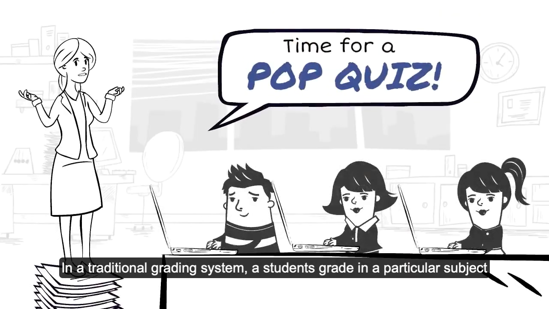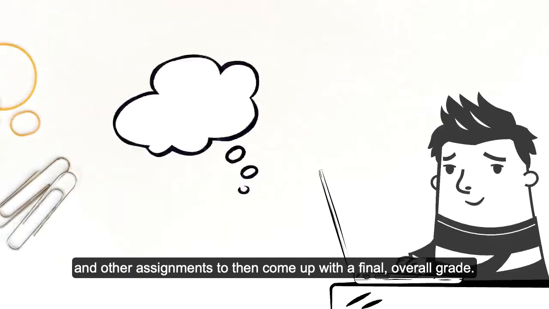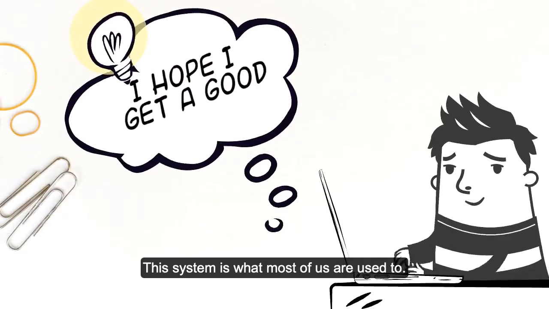In a traditional grading system, a student's grade in a particular subject is based on averaging quizzes, tests, projects, and other assignments to then come up with a final overall grade. This system is what most of us are used to.